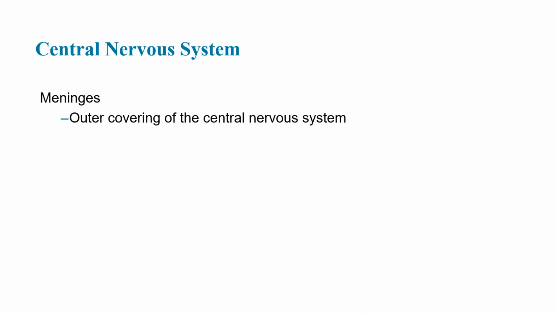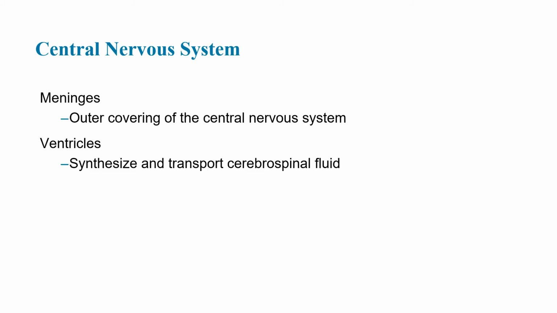Let's look at the meninges. So the meninges are the outer covering of the central nervous system. You saw it on that last slide. They're basically a cover over the brain. We'll talk about that on the next slide, but there's actually 3 layers over the brain and 2 layers over the spinal cord of meninges. So it's a multi-layer system covering the central nervous system. Then we'll talk about the ventricles, which are responsible for creating and transporting cerebral spinal fluid, CSF.